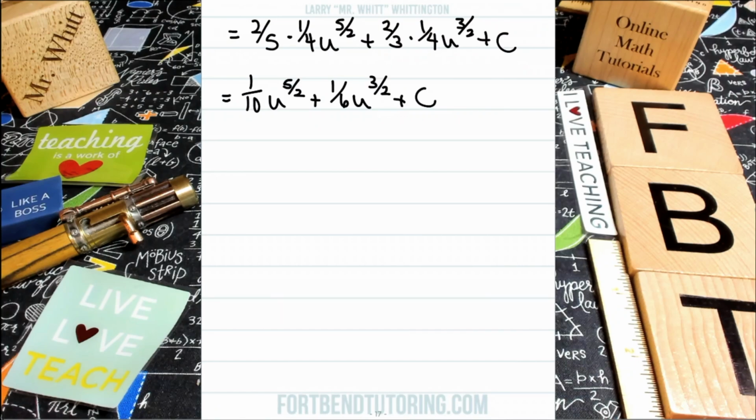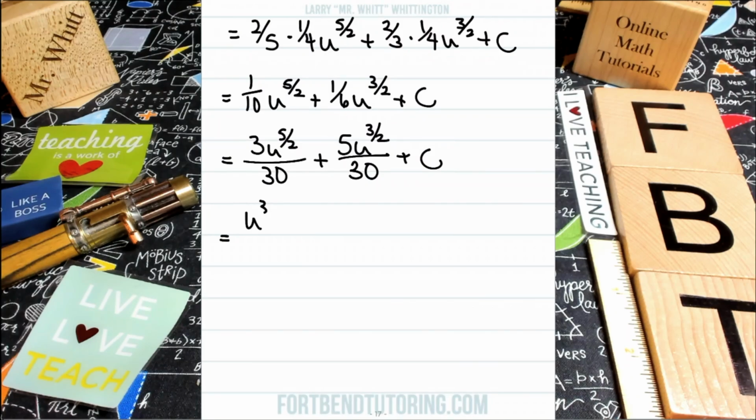We can continue to simplify this and try to combine our u's into one term. Let's go ahead and see what happens with a common denominator of 30. We'll have 3u to the 5/2 over 30 plus 5u to the 3/2 over 30 plus c. Don't forget the arbitrary constant. Then let's factor out of the two terms in our combined numerator. Let's factor out u to the 3/2. What does that do for us? That leaves us with 3u plus 5 all over 30 plus c.